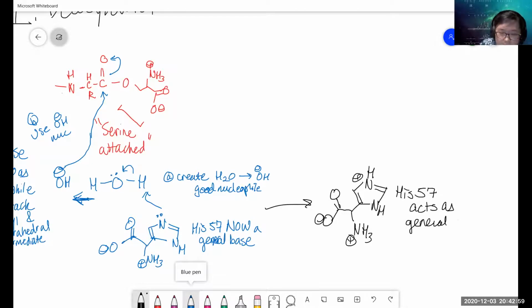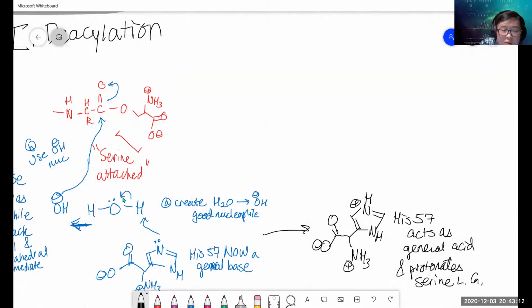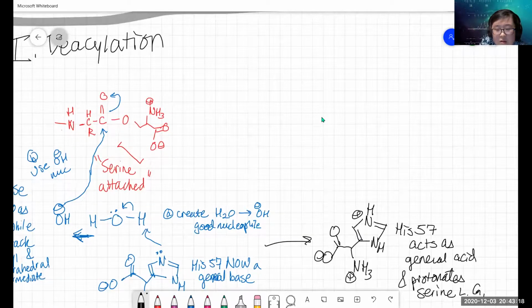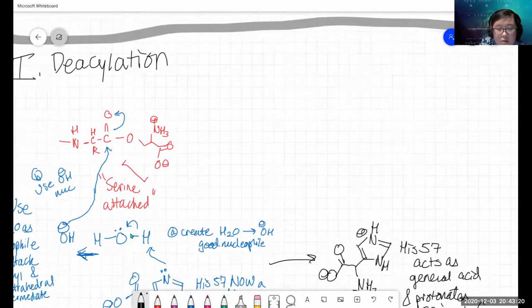Oh well. I was rushing then and I was concussed, or I recovered from a concussion, so I guess I had some errors. So now histidine 57 acts as a general acid and protonates the serine leaving group. So now instead of the water, I guess the proton transferred from the water to the histidine 57, and histidine is acting as the general acid. You're not using water directly as the acid. I guess it's a facilitator.